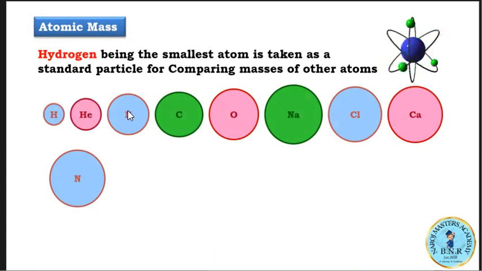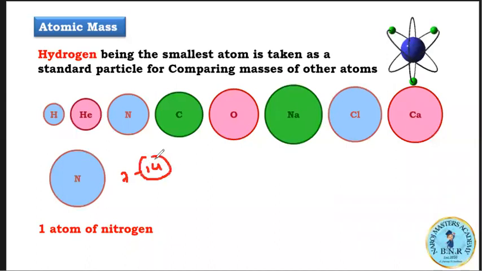Hydrogen, helium, nitrogen, carbon, oxygen, sodium, chlorine, calcium. If you see here, one atom of nitrogen has atomic number 7 and its mass is 14. What is the atomic mass of nitrogen? That is 14. And the atomic mass of hydrogen is 1 unified mass, 1 u. So we have considered hydrogen as the standard unit.